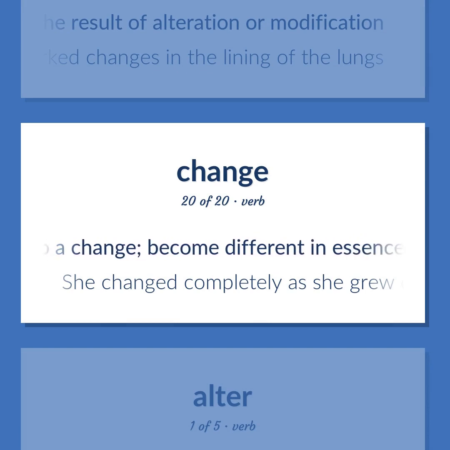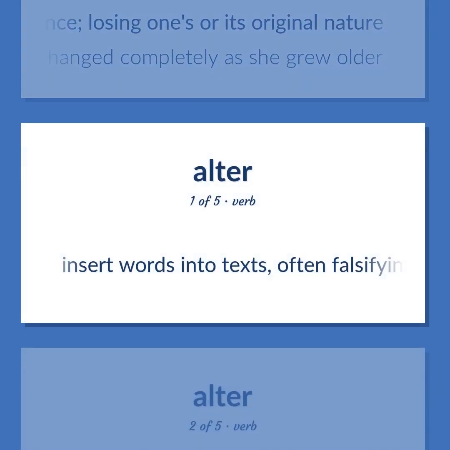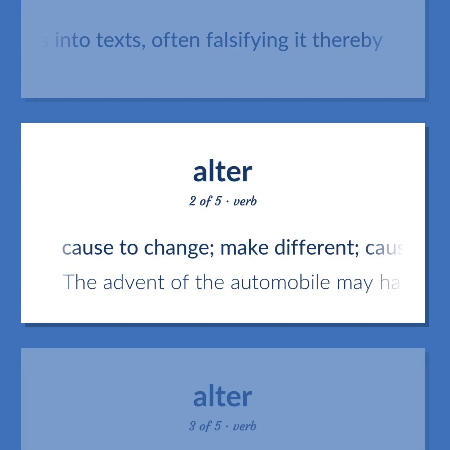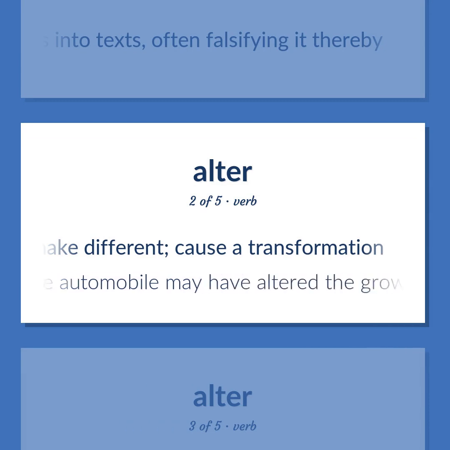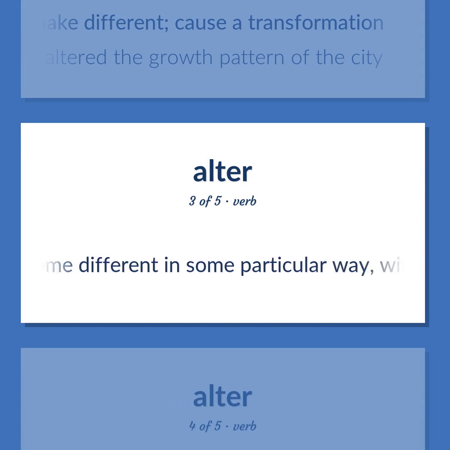Undergo a change. Become different in essence, losing one's or its original nature. She changed completely as she grew older. Insert words into texts, often falsifying it thereby. Cause to change, make different, cause a transformation. The advent of the automobile may have altered the growth pattern of the city. Become different in some particular way, without permanently losing one's or its former characteristics or essence.